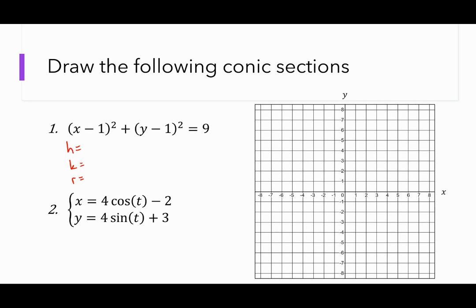So h in this case will be positive 1, not negative 1. I know it seems like it should be negative 1, but remember that our formula is always x minus h. So in this case, h is actually going to be 1. Similarly, k will be 1, and r, remember that at the end we always write it as r squared. So actually r is going to be 3 in this case, because 3 squared equals 9.